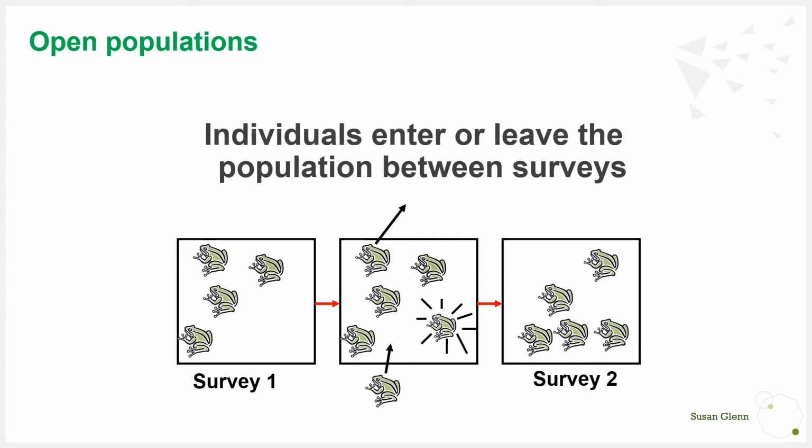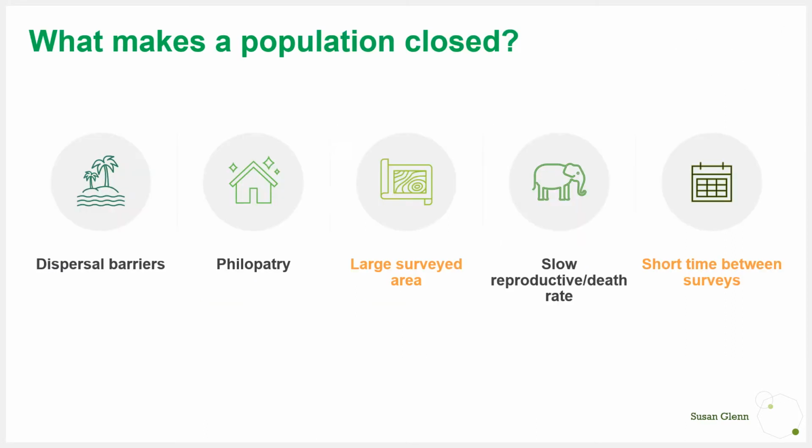That's in contrast to an open population where individuals enter and leave between surveys, and you could also have individuals dying and giving birth between the surveys. So an open population would violate the assumptions of this estimate that you're making. So how do you find closed populations? How do you meet this assumption?